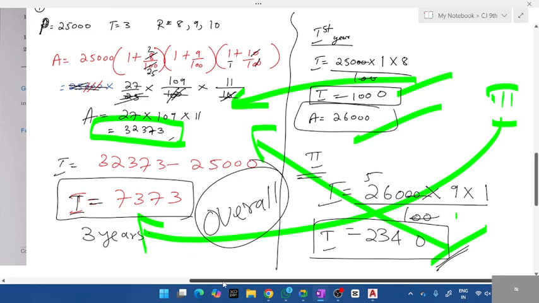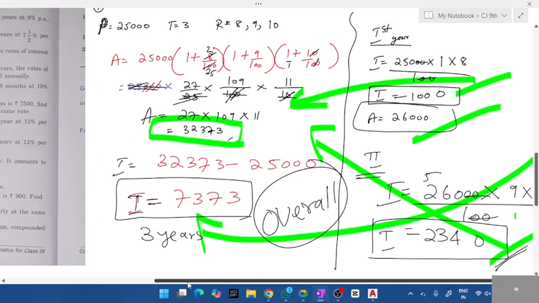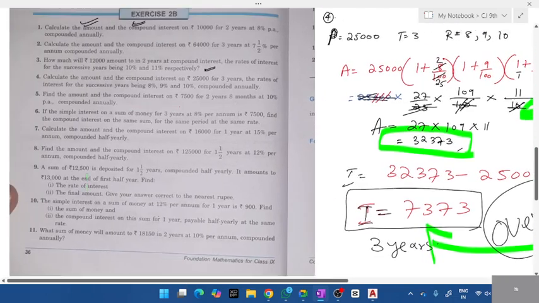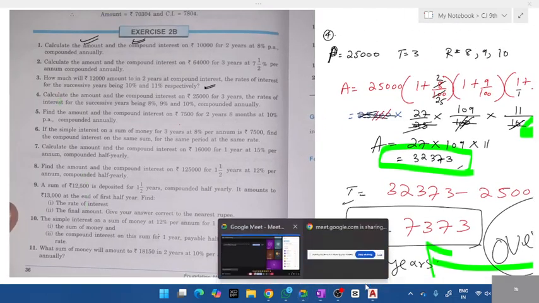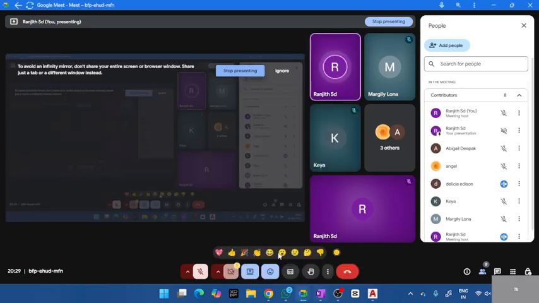Delisha, did you understand what I explained? Difference between formula and year by year calculation. She left the meeting. Delisha.